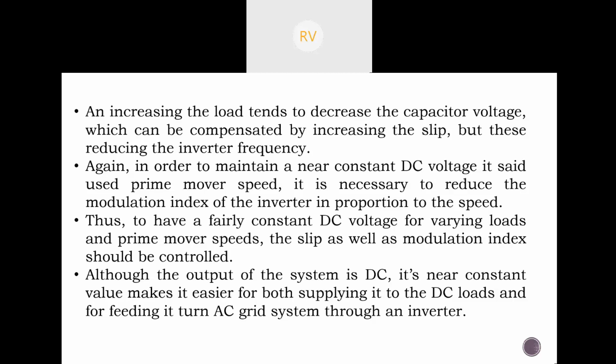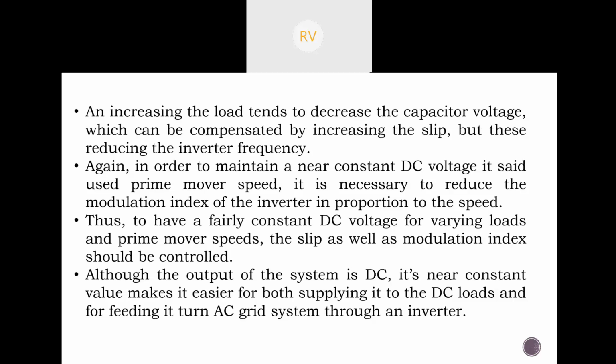Thus, to have a fairly constant DC voltage for varying loads and prime mover speeds, the slip as well as the modulation index should be controlled. That is what it means, right? We need to control the slip in order to maintain the capacitor voltage, and in order to maintain near constant DC voltage, we need to make sure that the modulation index is also modified accordingly. So for the total control, we need to make sure that both slip as well as the modulation index are being controlled.